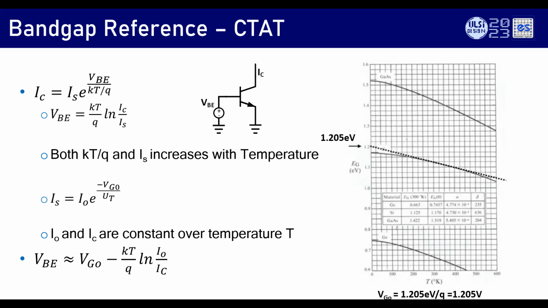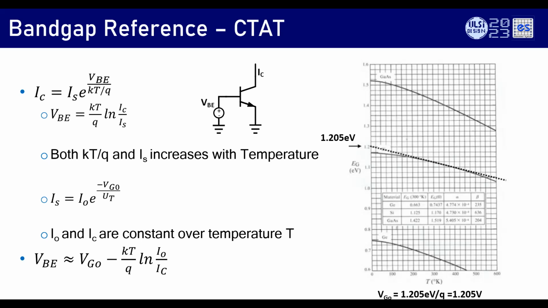Now you plug this back and remove all the non-linear terms. You get VBE is nothing but VG naught minus KT by Q times ln I naught by IC. I naught is a constant, IC is a constant, so ln I naught by IC is also a constant. You see that VBE becomes a CTAT voltage. It has a negative temperature coefficient. At 0 Kelvin, you see the bandgap of silicon, the bandgap of the material, and after that it keeps rolling down with temperature.